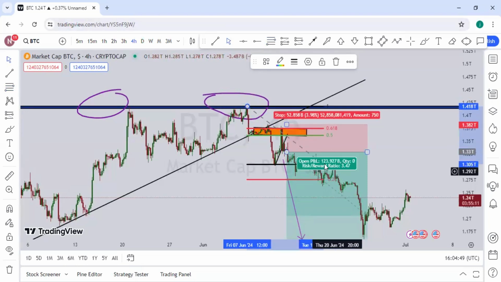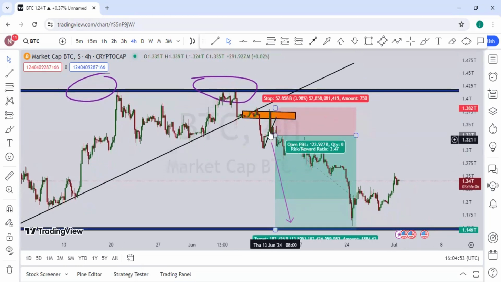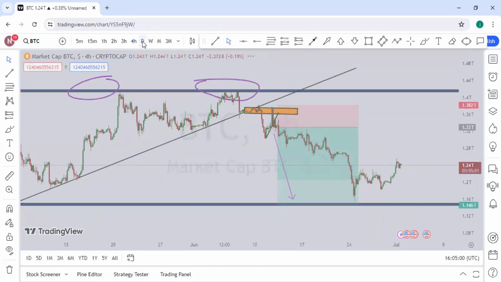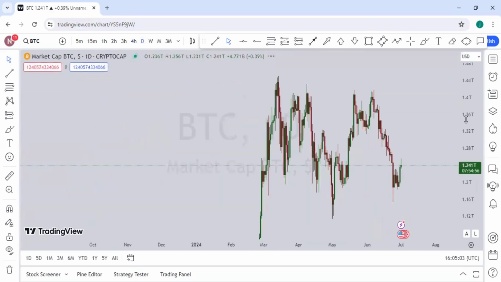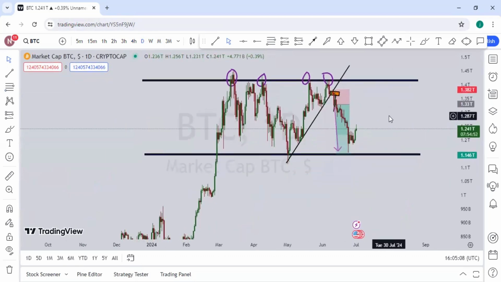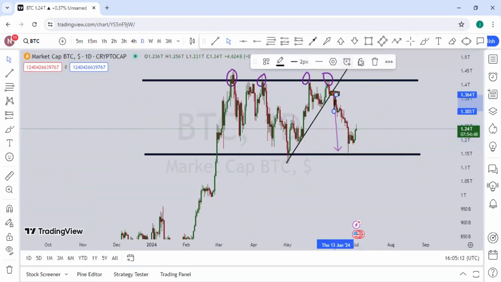You can see my yellow box around there. Then the market broke my counter trend line. I entered this trade around here, and immediately the market moved straight to my take profit. So that's all for BTC.